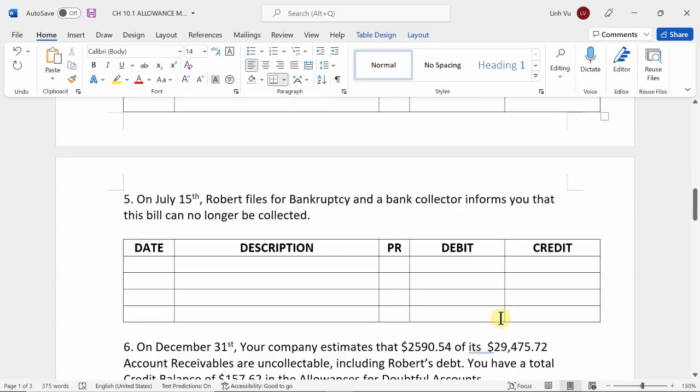Question number 5 says now on July 15, Robert files for bankruptcy, and the bank collector basically tells you that he can no longer make his payment anymore, that the debt can no longer be collected. So what do you need to do?